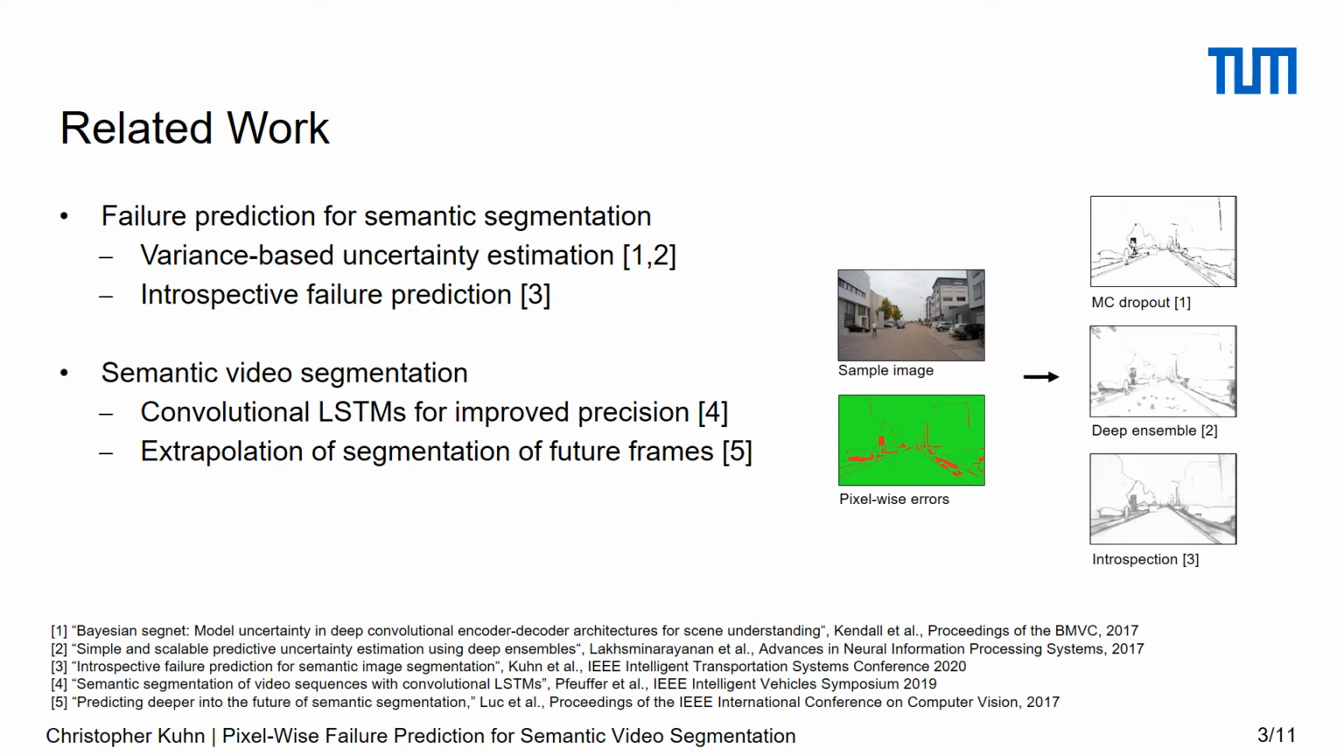Regarding temporal information, convolutional LSTMs have been used before to improve the precision of semantic segmentation. This has also been used to extrapolate into the future to predict semantic masks for future frames. In our work, we propose to use those insights and apply them to failure prediction as well.